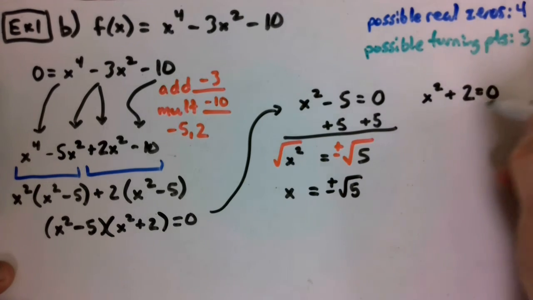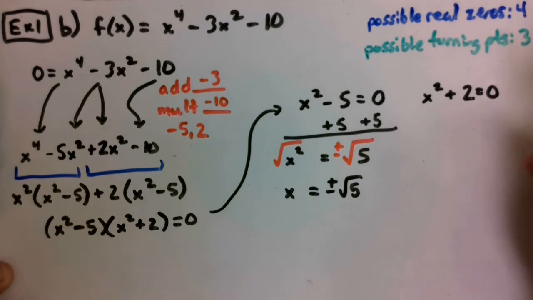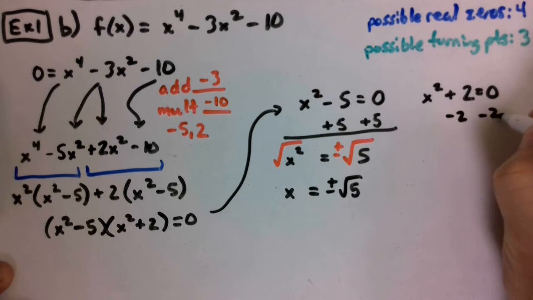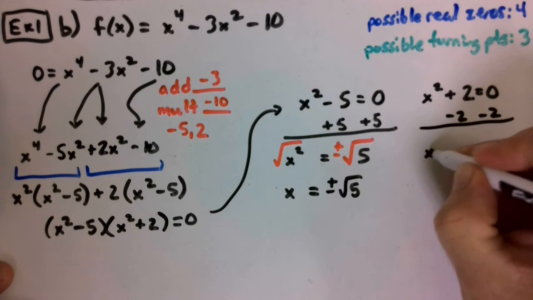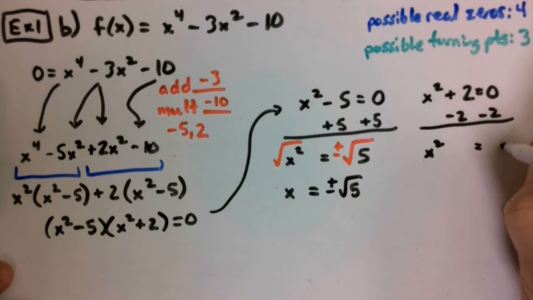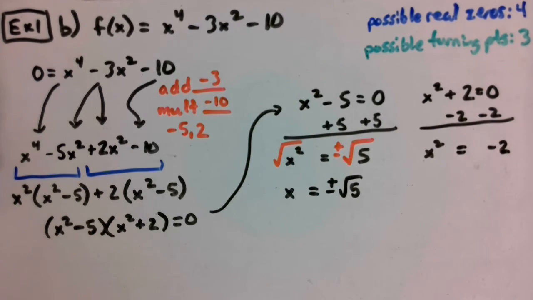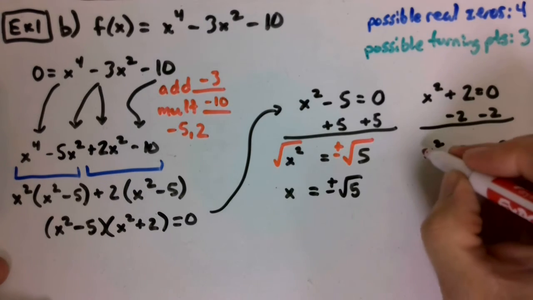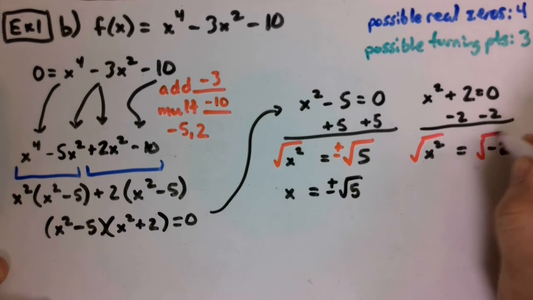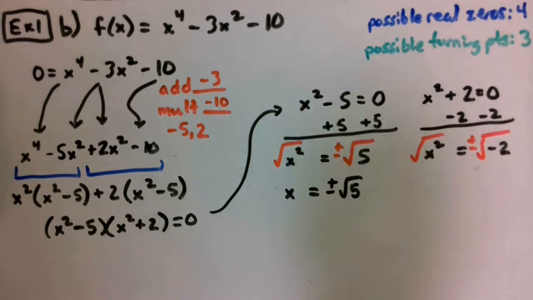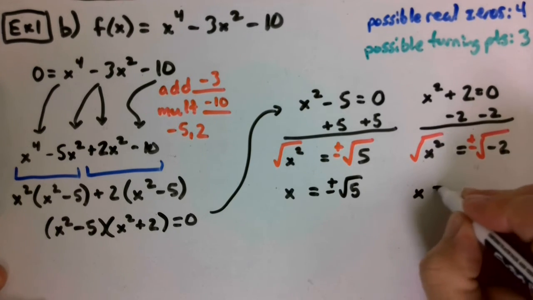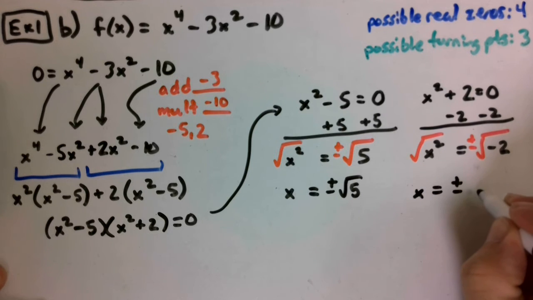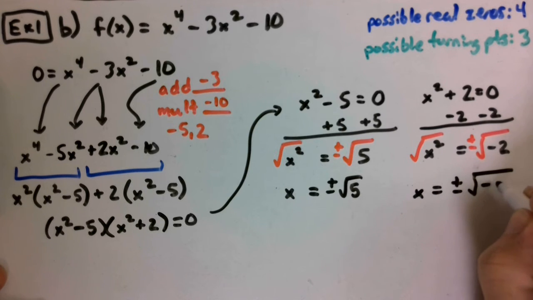Now I'm ready to solve the other equation and see if we have any more real zeros. I'm going to subtract 2 on both sides. That will give me x squared is equal to a negative 2. To get rid of the squared, I'm going to do the square root on both sides. And again, I do need to remember to put in that plus or minus. So what we're going to end up with is x is equal to plus or minus the square root of a negative 2.